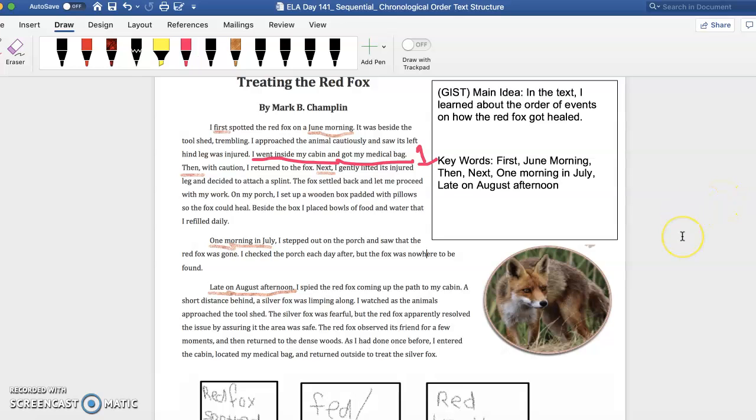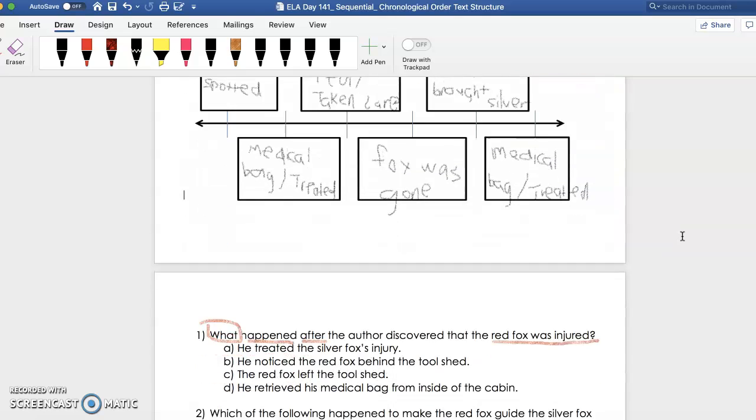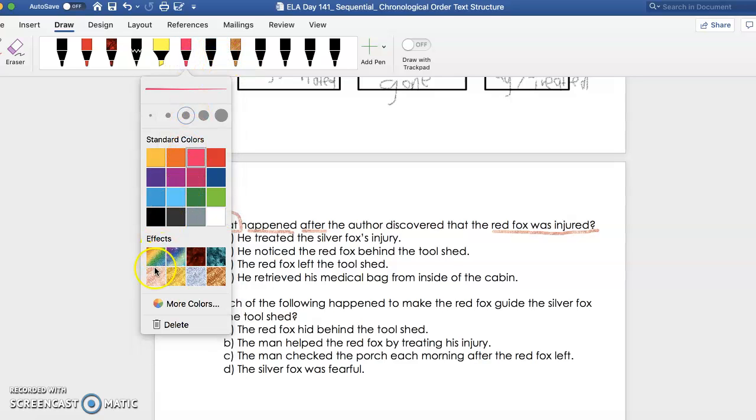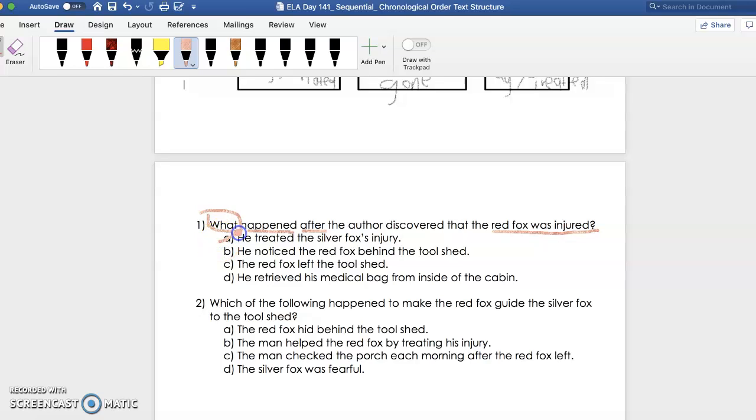So let's go back to question 1 and see which answer choice matches that. So A, he treated the fox's injury. So guys, no, he can't treat the injury without the bag. So we know that that's incorrect. B, he noticed the red fox behind the tool shed. Not quite. That was before that. C, the red fox left the, nope, he hasn't been treated yet. So we know he retrieved his medical bag from inside the cabin. That is exactly what matches the evidence that we chose.